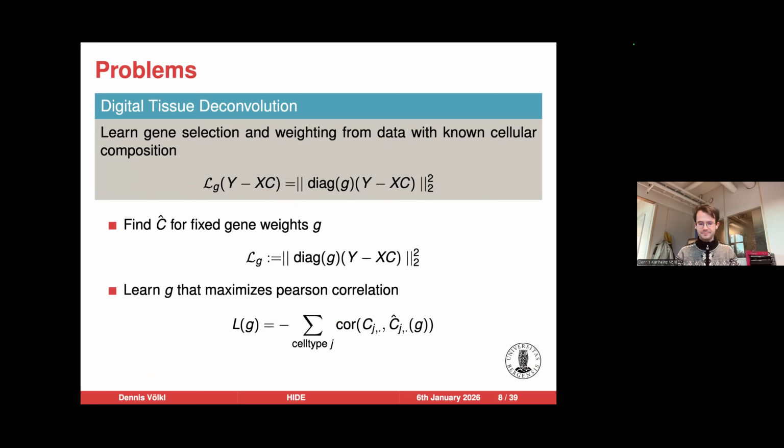Computationally, we can describe it as two different loss functions. The first loss function is by just solving a least squares problem for fixed gene weights. And in the second step, we learn those gene weights by maximizing correlation between the estimate and the ground truth.